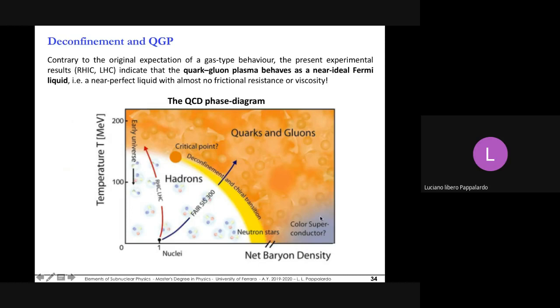And then there is a last corner here, which is the color superconductor. This is an extremely high density region where quark pairs are expected to behave like Cooper pairs, which are the basis of superconduction in standard superconductors, okay? So essentially, quark pairs would behave as a fermion pair, so like a boson. And so this would also allow boson condensation. And this is an extreme behavior of matter, okay?